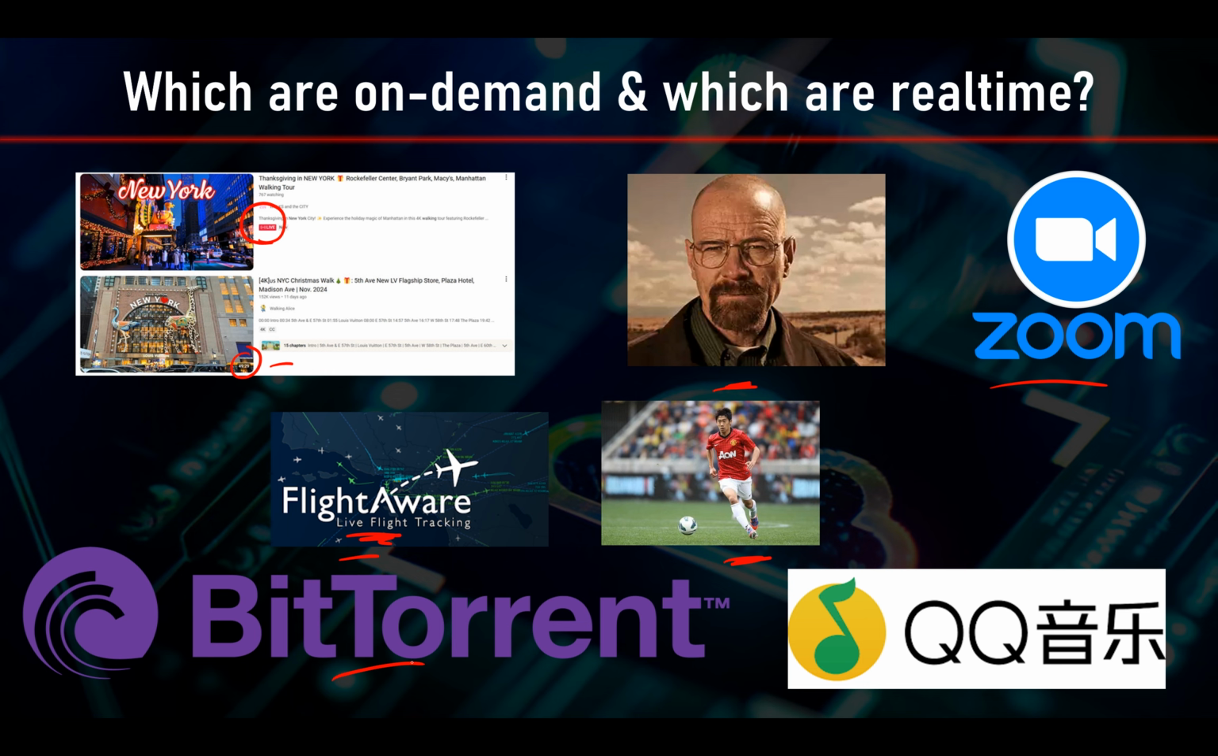Now, if we're torrenting, remember, that's peer-to-peer. In this case, the file has to exist. The file has to be on their hard drive or SSD. Because the file has to already exist, that's going to be on demand. And likewise, this one, QQ, is just QQ Music, the same sort of thing as Spotify or iTunes. So again, that's going to be on demand, since the music has to already exist.